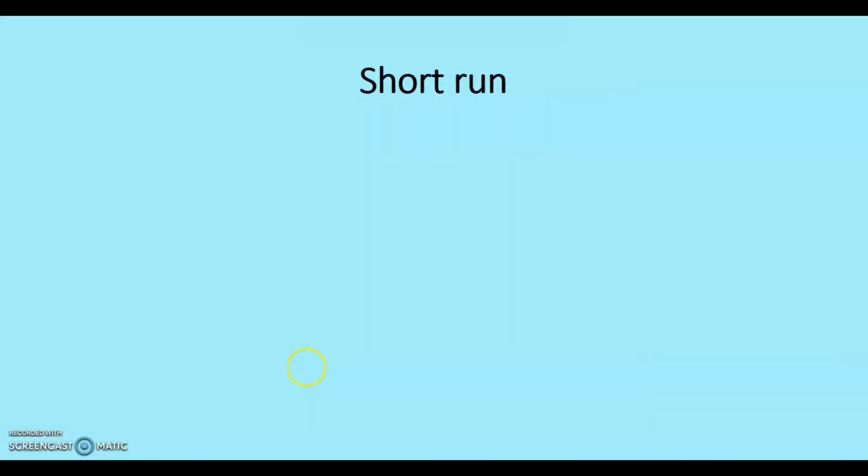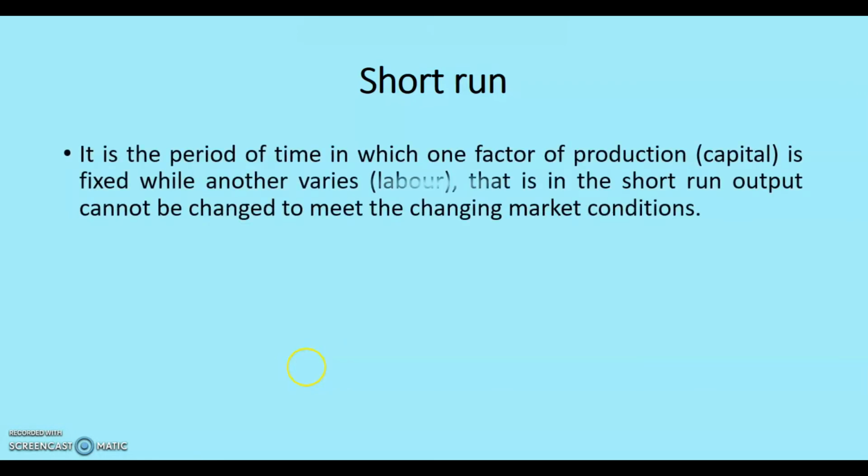Then let's look at that of the short run time period. It is the period of time in which one factor of production, that is capital, is fixed whilst another varies. In other words, it is the time period in which at least a factor of production is fixed and another is varying. So in the short run, you cannot increase output even if there is an increase in demand. Why? Because it is the short run. You only have control over the variable factor.